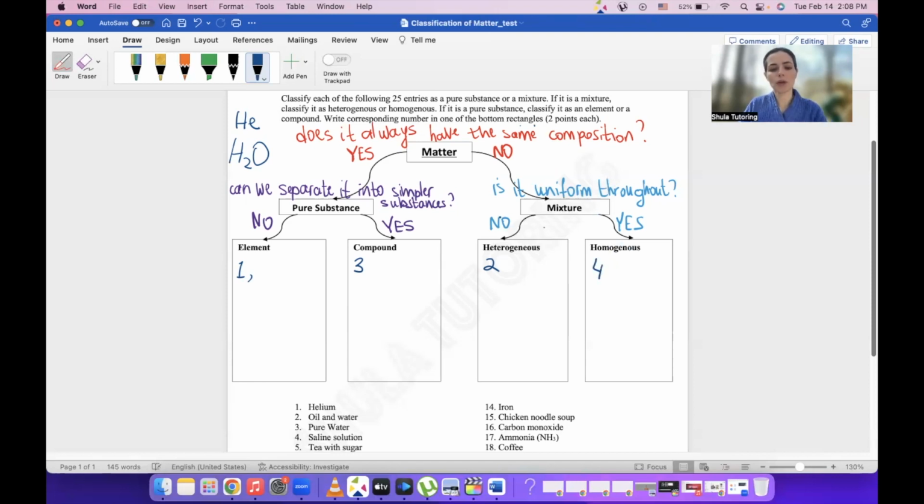Now, tea with sugar. Does it always have the same composition? No, there are different ways to mix tea and sugar. You can add more sugar or less sugar, and you can have different types of tea. So the answer is no, so it's a mixture. Is it uniform throughout? Yes, because it's dissolved. It's mixed evenly. We cannot see individual components, so it's a homogeneous mixture.